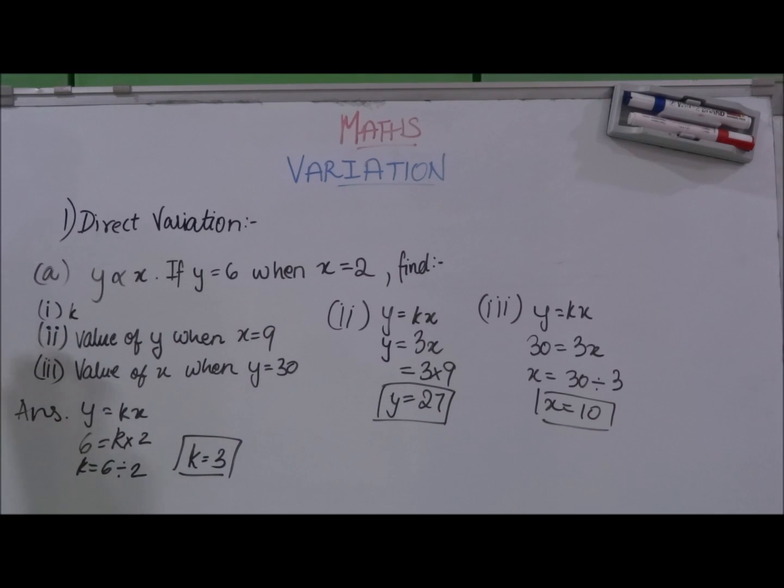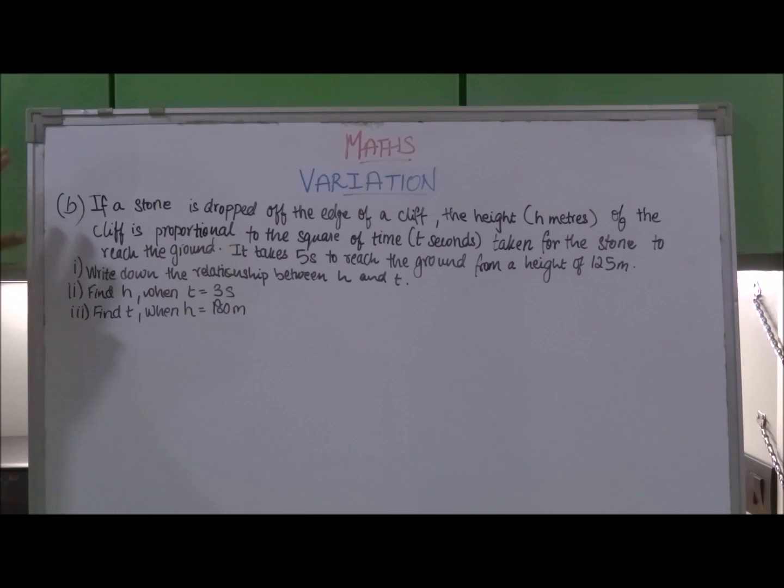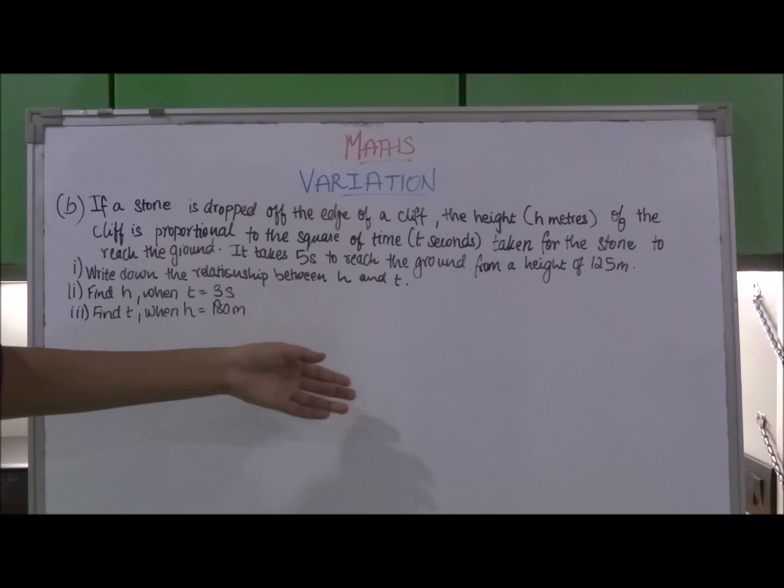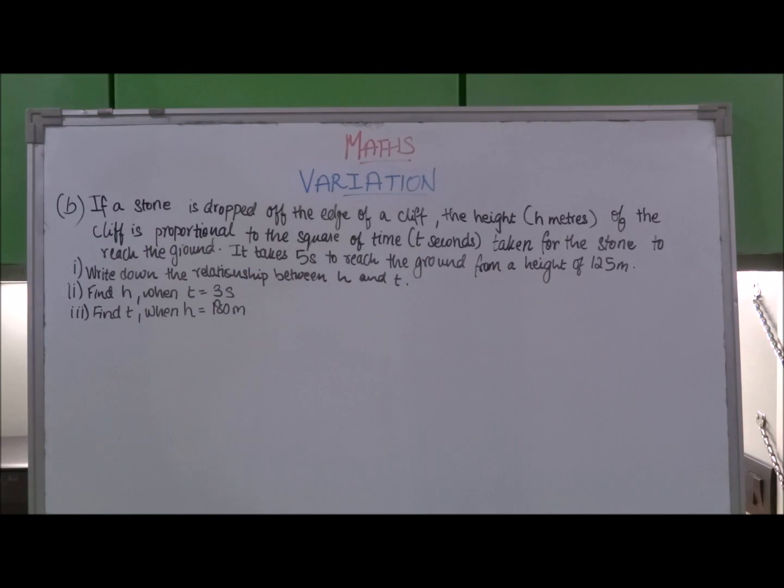So, this is how you solve basic sums on direct variation when y is directly proportional to x. This is another example of direct variation which can be used in daily lives. So, the question is, if a stone is dropped off the edge of a cliff, the height, that is h meters, of the cliff is proportional to the square of the time t seconds taken for the stone to reach the ground. It takes 5 seconds to reach the ground from a height of 125 meters.